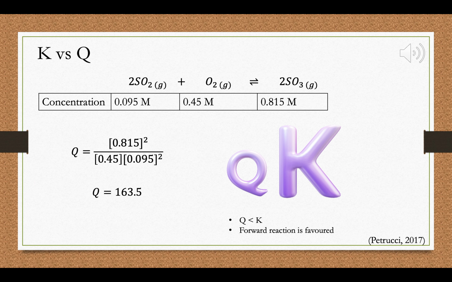We can apply this concept to our case study example when at some point during the reaction the concentrations are as shown, 0.095, 0.45, and 0.815 respectively. In calculating Q, we obtain a value of 163.5. This is less than the K value of 280. More products and less reactants are needed to reach equilibrium, and therefore the forward reaction is favored.